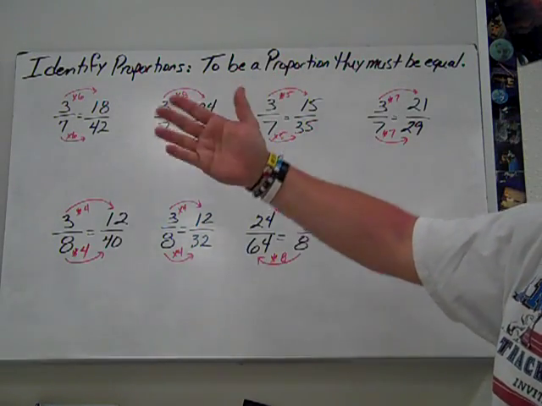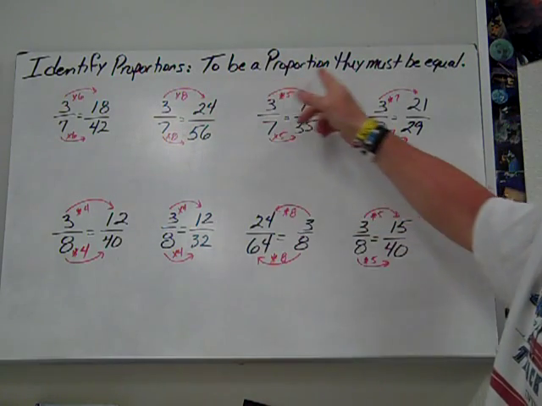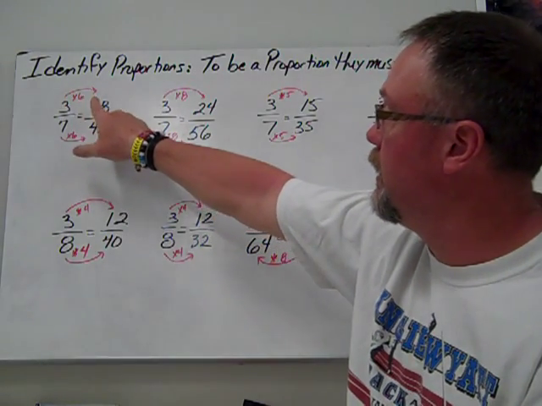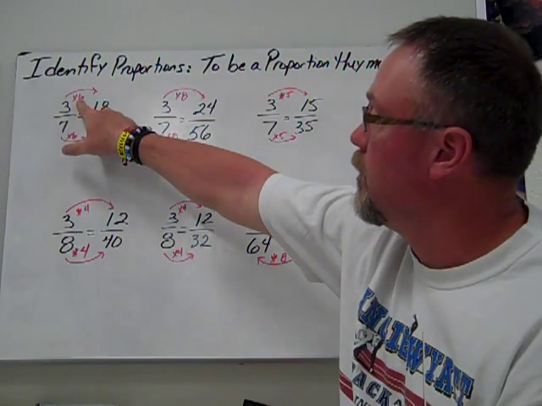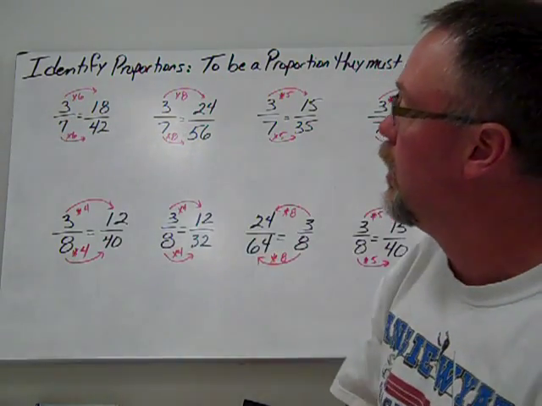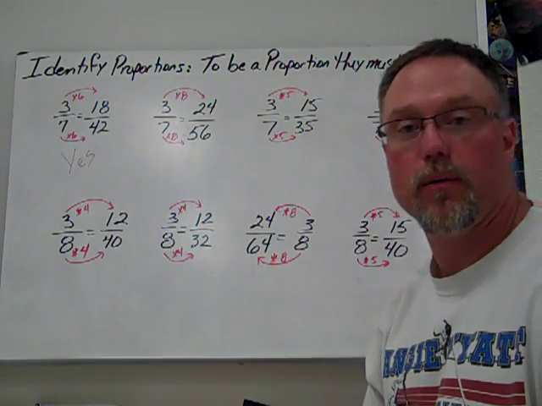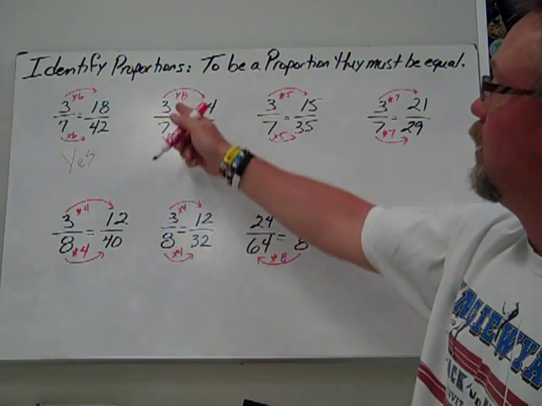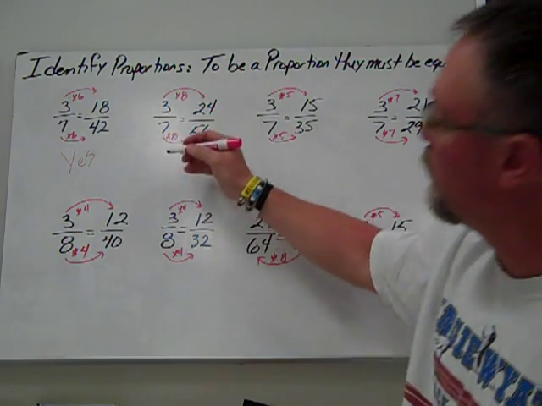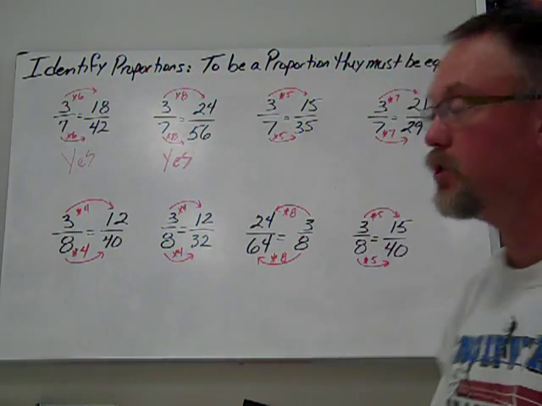How do you know if a ratio is also a proportion? The proportion must be equal. So in this case, if we look at 3 to 18 was multiplied by 6. If I multiply 6 times 7, I get 42. So in this case, you would say, yes, that is correct, and that is a proportion. 3 times 8 gives me 24. If I multiply the 8 times 7, I do get 56. So again, this one checks out, and it is a proportion.